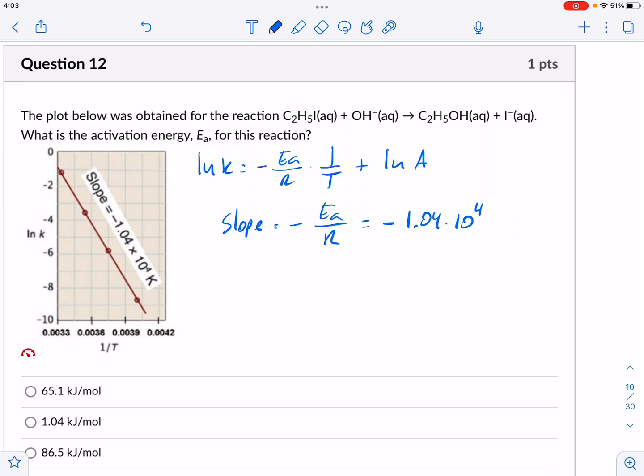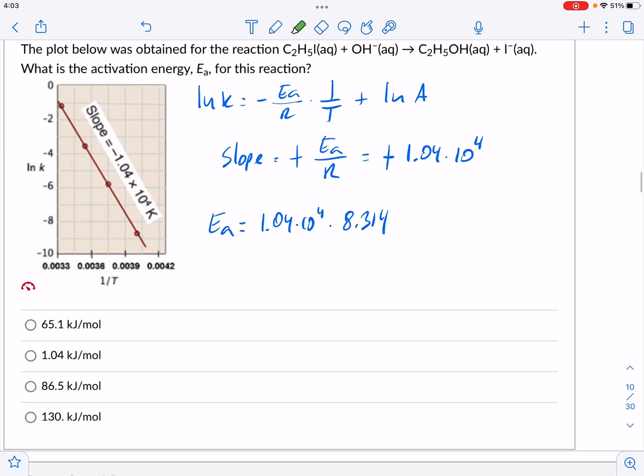Okay, here these negative signs cancel each other, and your activation energy will be equal to 104 × 10^4 times 8.314. Notice that we have everything in kilojoules, so we need this constant in kilojoules. So this is 8.314 × 10^-3. Then 104 × 10^4 times 8.314 × 10^-3 is equal to 86.5 kilojoules per mole.